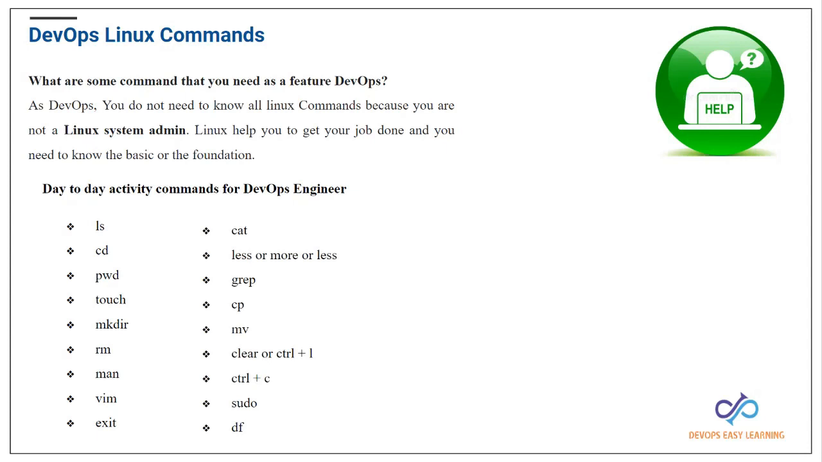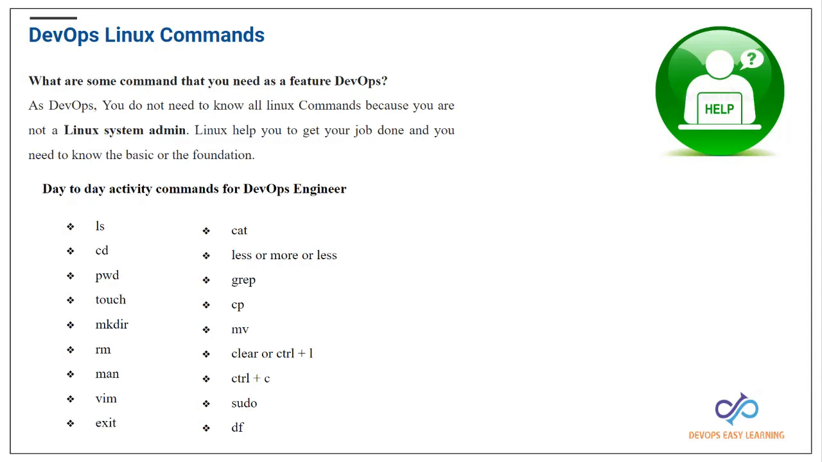The grep command, if you want to filter some stuff based on a specific pattern, you can use the grep command. The cp command, if you want to copy from one location to another. The mv command, if you want to rename a file or move a file from one location to another.